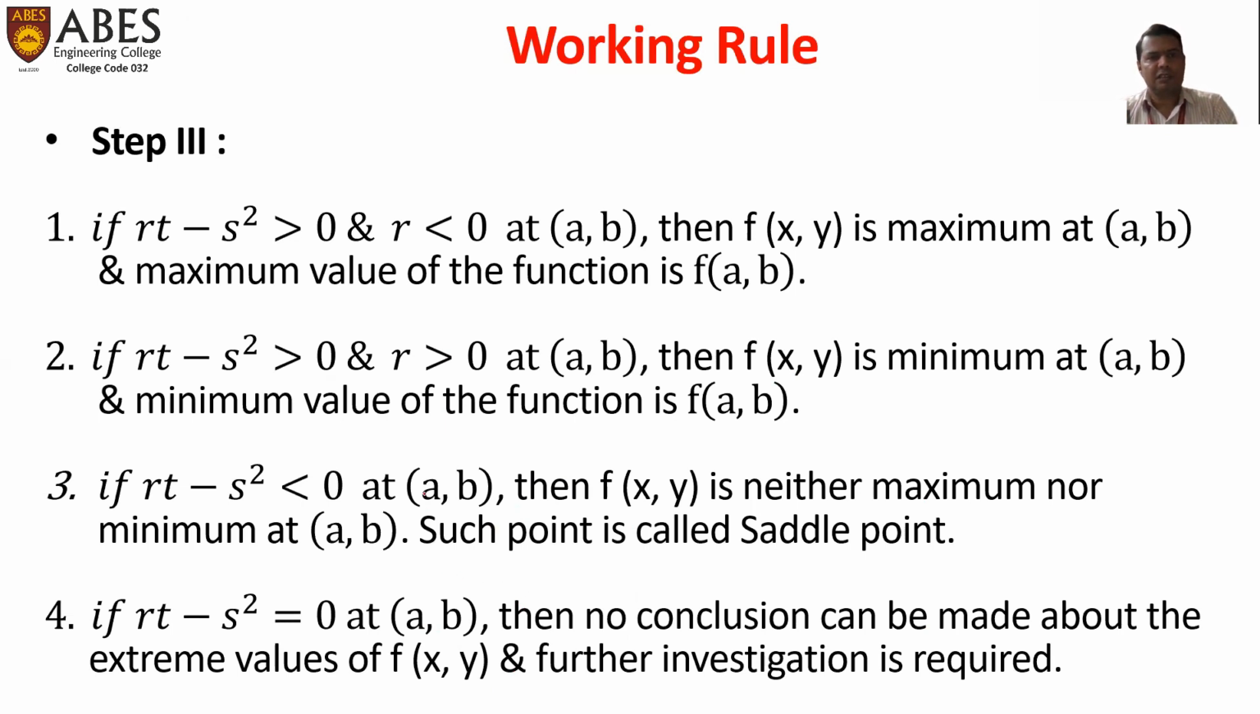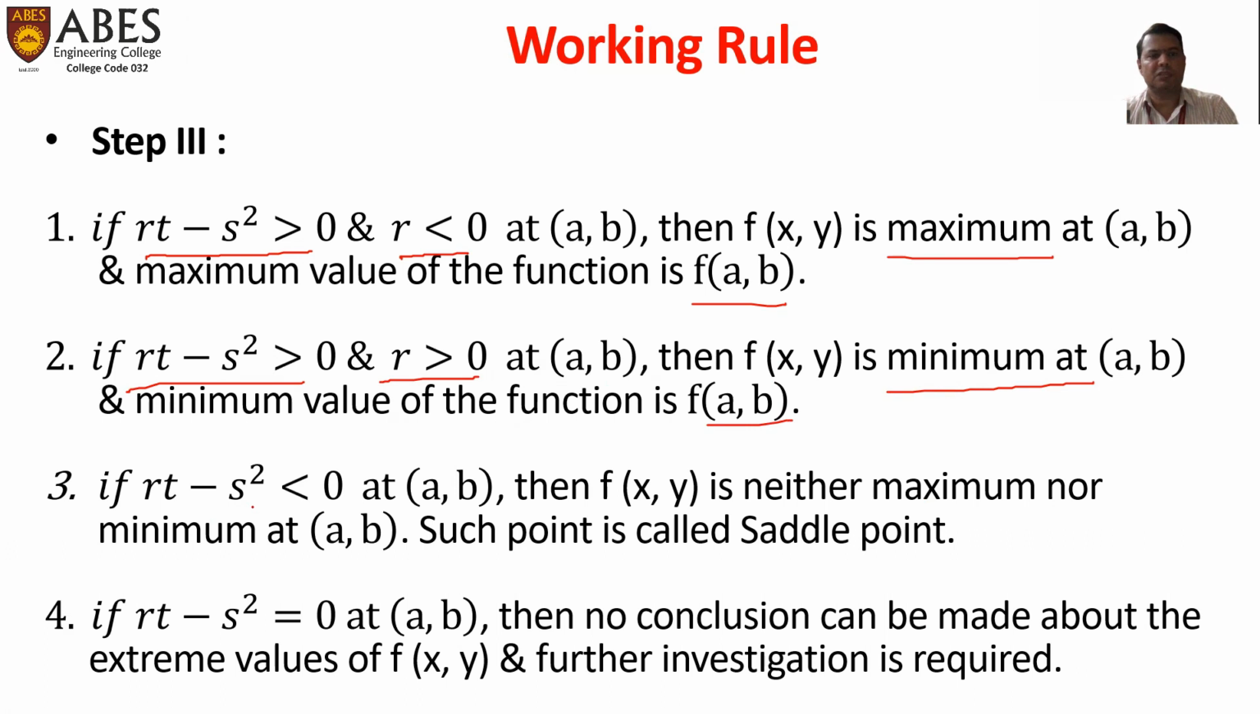If rt minus s square is greater than 0 and r is less than 0 at point (a,b), then f(x,y) is maximum at that point and the maximum value of the function is f(a,b). If rt minus s square is greater than 0 and r is greater than 0 at point (a,b), then f(x,y) is minimum at that point, and the minimum value of the function is f(a,b).